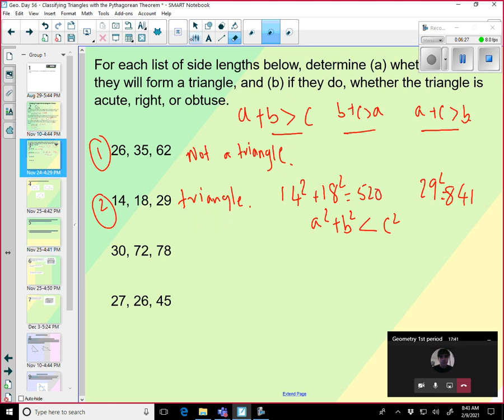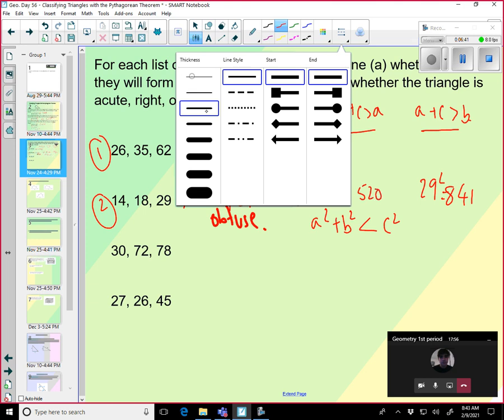Okay, please try the next two, and we will see the answers for that in a while. So you have a minute or so. Use your chat once you get the answer. So the second one was an obtuse triangle. So try 3 and 4.